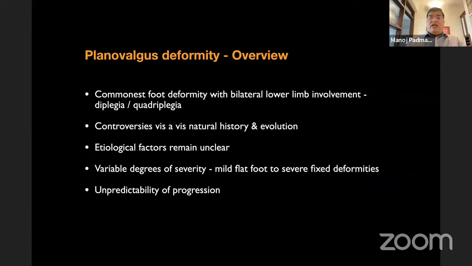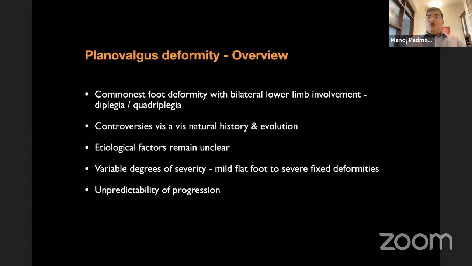That does not apply in planovalgus foot deformity. The muscle imbalance is lesser even compared to an equinovarus deformity. Because in a planovalgus deformity, if you try to analyze which muscle is active, peroneus brevis is active, but peroneus longus is weaker. So it really doesn't add up. And the deformity is also of variable degrees of severity.